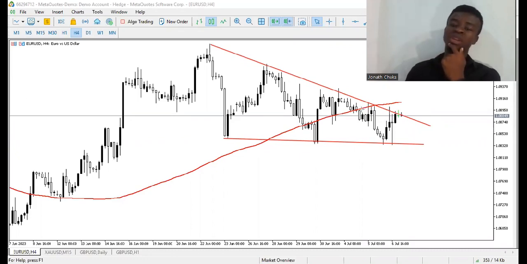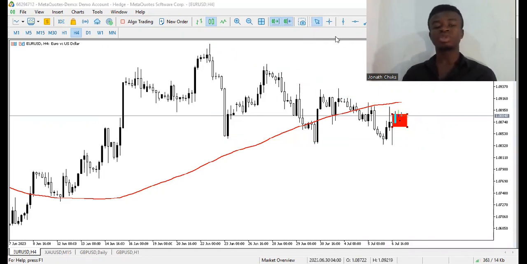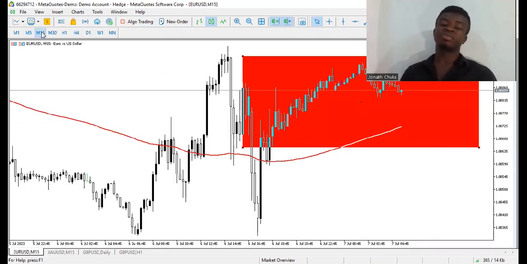Now let's go down to the smallest time frame. Let me just use the rectangular shape and show you guys something. Let me just take these 3 candles here. So like I said, the market is actually going down. You can see it here. But let's check what has been happening within these 3 candles in a smaller time frame. Now let's go to 15 minutes time frame, guys.